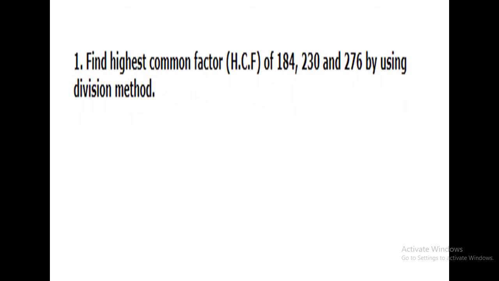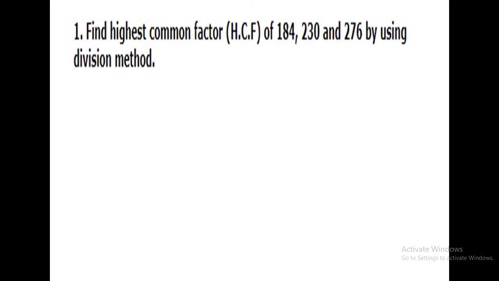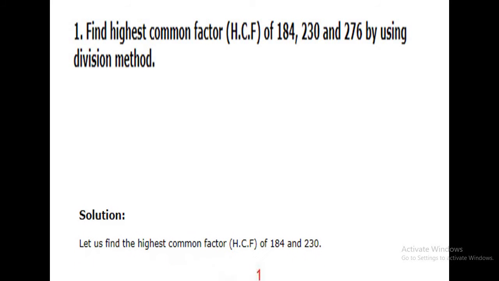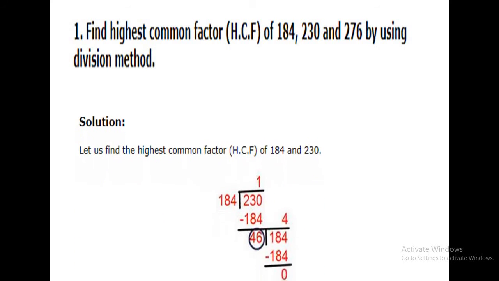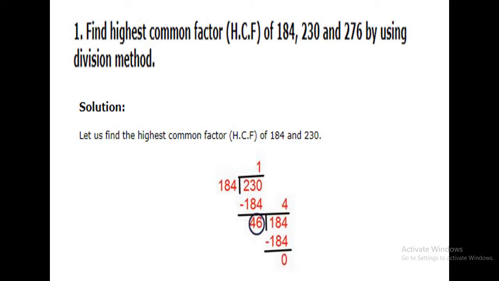Here we are taking the examples of 3 numbers and we'll find the HCF, highest common factor, using the long division method. So what are the steps? First step, divide the greater number by the smaller number. So we have taken 184 and 230. We are dividing it. 184, 1 time is 184. Subtract, you get 46.